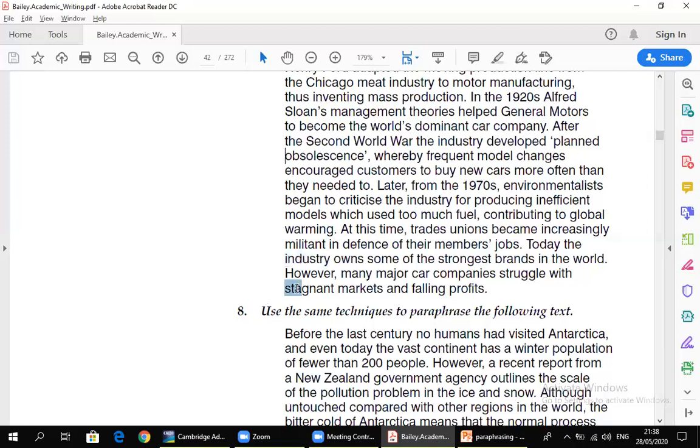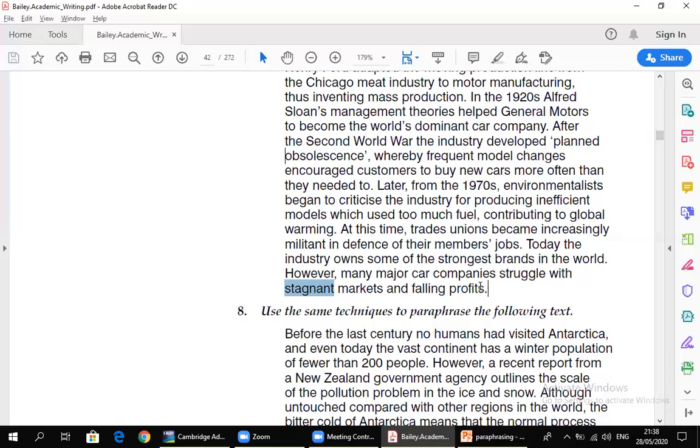We need to change the adjective stagnant. Stagnant is like not moving. Yes, not moving, or stood behind. Yeah, it could be like static. Sluggish, flat, slack, remaining. Yes, static could be used instead of it. Static, okay. Static markets and falling profits.